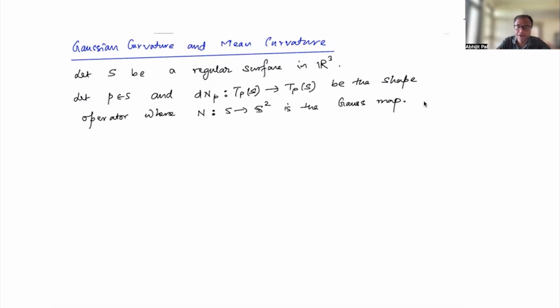First, let me define Gaussian curvature of the surface S at the point P. So, what is Gaussian curvature at the point P? So, you have this dN_P, which is a linear map. So, I'll get a matrix of this linear map. And if I take the determinant of that matrix, so that will be called to be the Gaussian curvature.